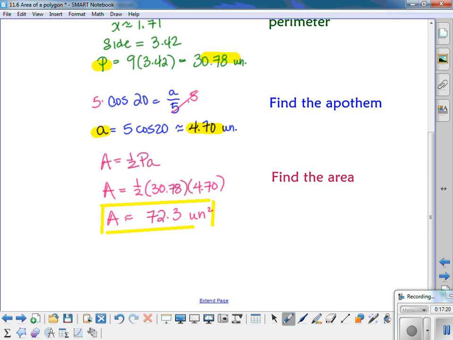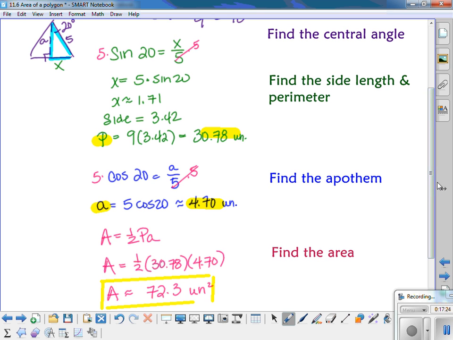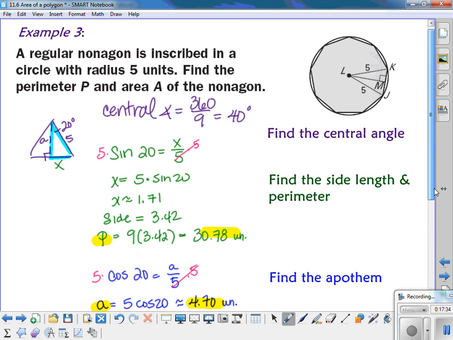So when you can't use special right triangles and you can't use the Pythagorean theorem, then you'll have to use your sine, cosine, and tangent. And so that concludes this video.